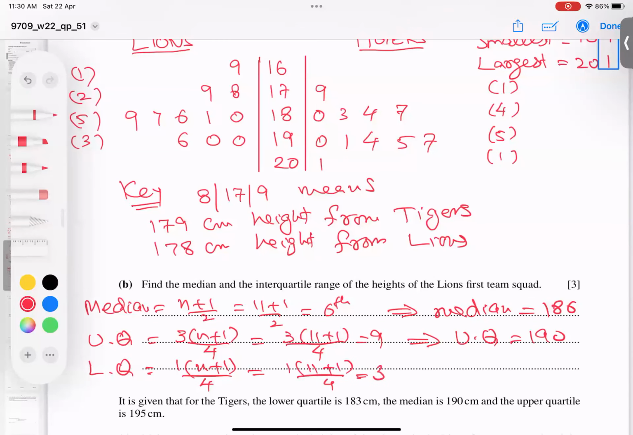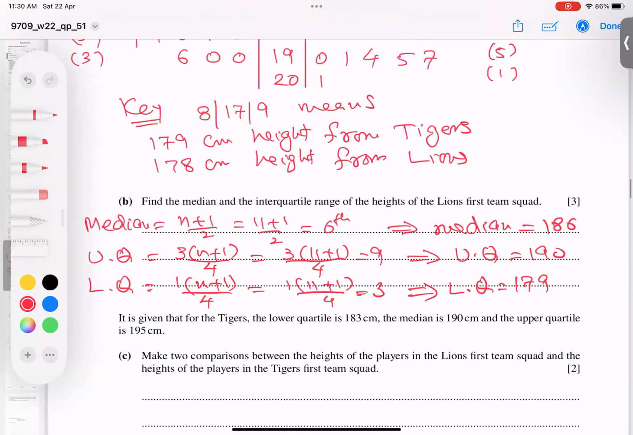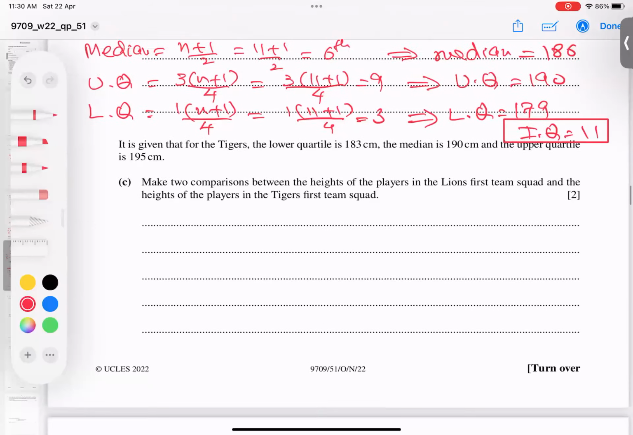I got the third term. And what is the third term, students? The third term is very clear: 1, 2, 3. So it is 179. And if I subtract 190 minus 179, I get 11. So 11 is the interquartile range, IQR. And I believe you got the idea very clearly. Let's go for the next part.